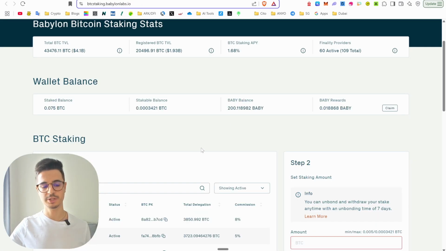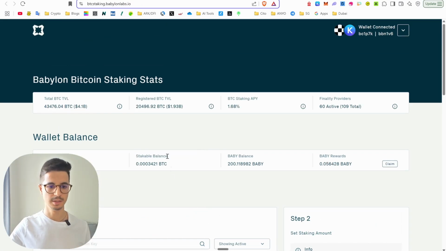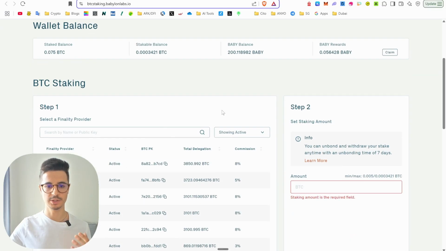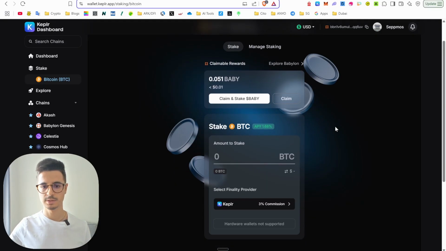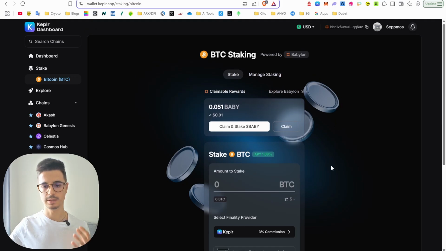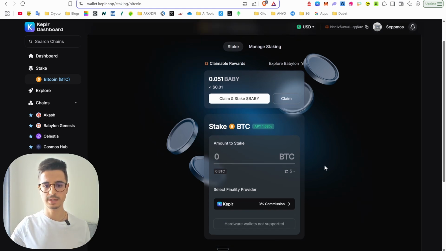Not the migration process, you have to do that here on Babylon, but if you just want to stake Bitcoin, as I showed you initially in the video, you can also do that directly on Keplr. So just connect your Bitcoin wallet, and lately Keplr also supports Bitcoin natively. So Keplr is really becoming a multi-chain wallet, or the true interchain wallet, as it now supports all EVM chains, all Cosmos chains, and Bitcoin as well. So yeah, just link it. Unfortunately, they don't have hardware wallet support now, but I'm sure they will integrate it pretty soon.